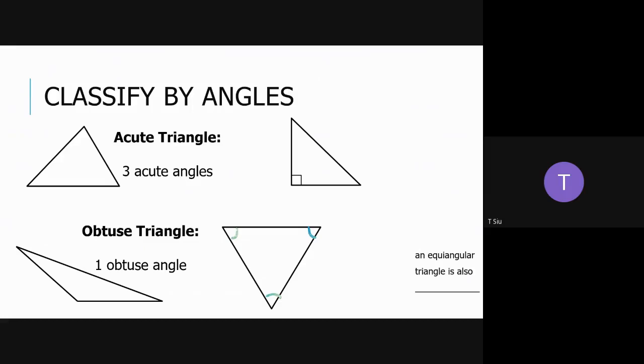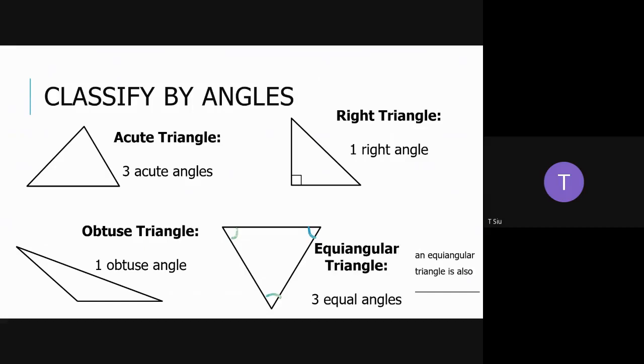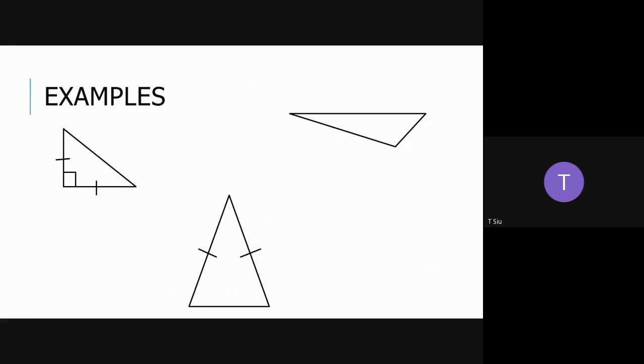On the top right, I have a triangle with 1 right angle and 2 acute angles. This is what we call a right triangle. The square in the lower left corner of this right triangle is how we denote that it has a right angle. The triangle on the bottom right has 3 congruent angles. This is what we call an equiangular triangle. It has 3 equal angles. Equiangular triangles are also known as acute triangles. Pause the video now to try and identify these triangles by its sides and angles.